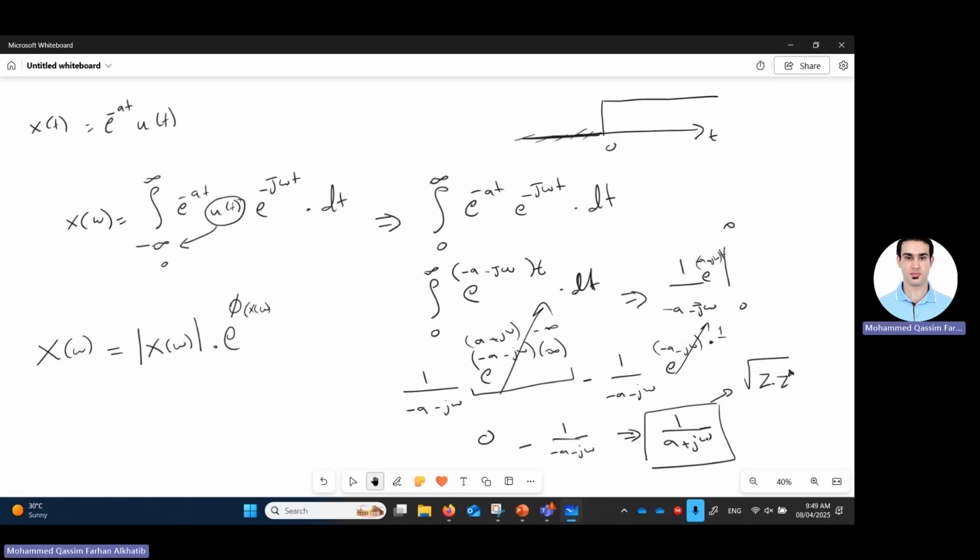So what is the conjugate of this? You know what conjugate is? You heard of the word conjugate? Yeah. So what is the conjugate of this one? 1 over a minus j omega. So x of omega equals 1 over a plus j omega. Sorry.